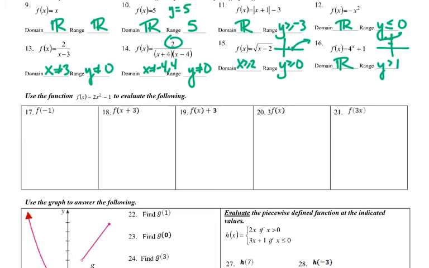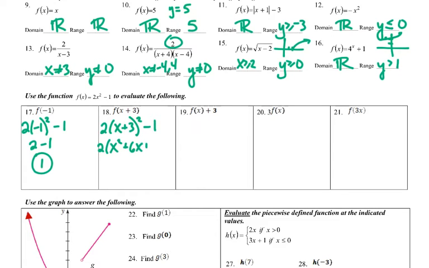Now when we're evaluating functions, you're just plugging in that value for x, or 2 minus 1, or 1. When you're plugging in the value x plus 3 quantity squared, right, you want to square that first, remembering that that's a FOIL question. Then distribute the 2, and then 18 minus 1 is 17.